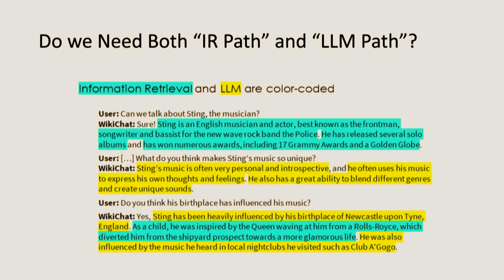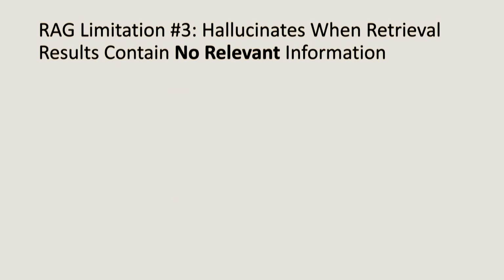And in the last response, the fact that it needs to know or mention his birthplace comes from the LLM, but the specifics of this anecdote of Queen waving him from a Rolls Royce is retrieved. So it's basically you get the facts from the corpus, but also you get all the fact-checked engaging parts from the LLM, the best of both worlds.